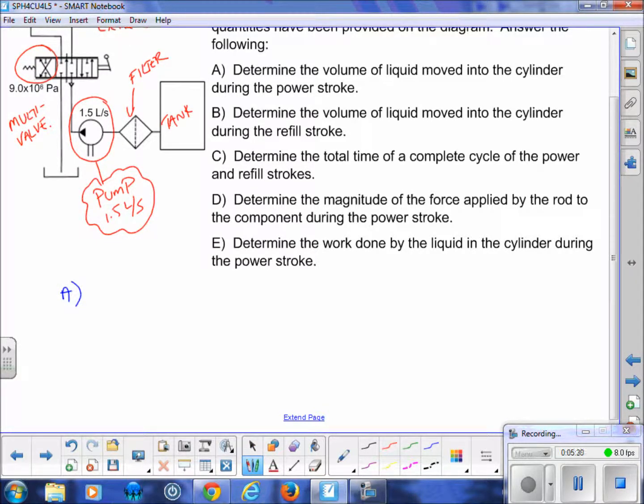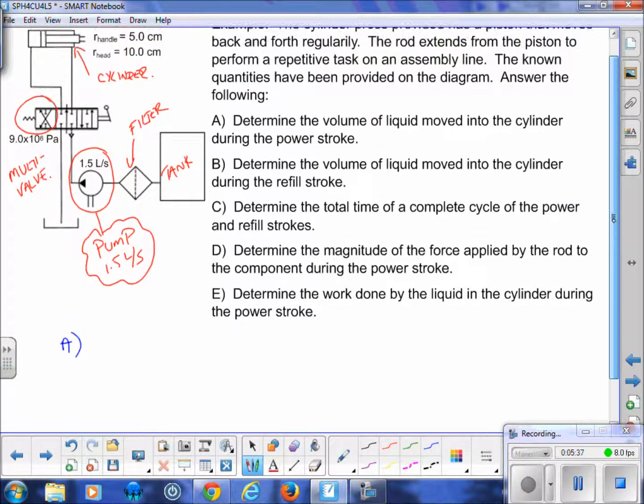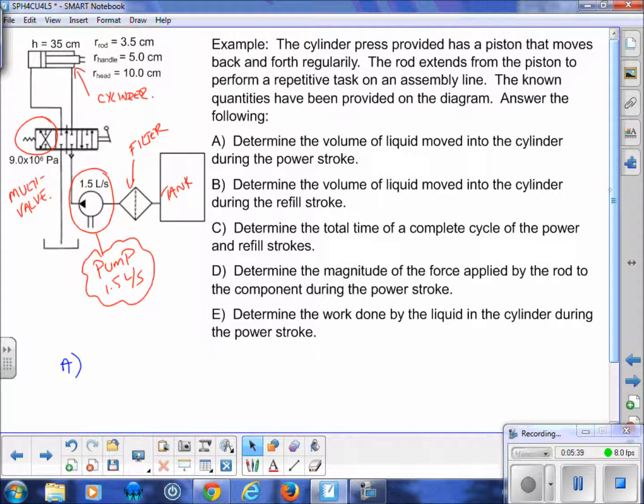Determine the volume of liquid moved in the cylinder during the power stroke. So the power stroke is the extension. Okay, so for A part, I'm going to mark it in green. We want to know what is the volume required to drive this cylinder outward. All right, so our flow rate, if you follow the triangles, the flow is going to come in here. So that's where our oil is going to come in. It's going to drive that cylinder out. So we are simply looking for the volume of the cylinder.